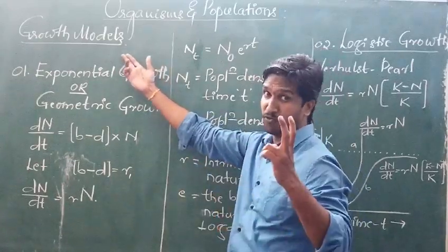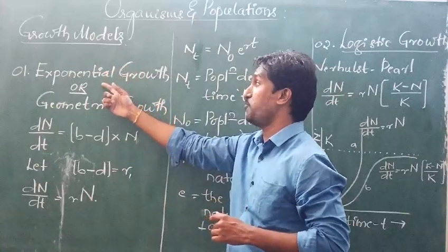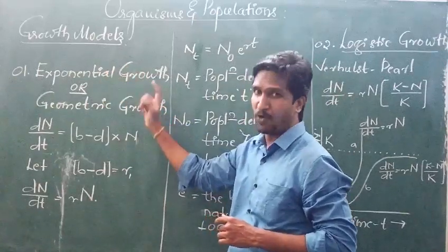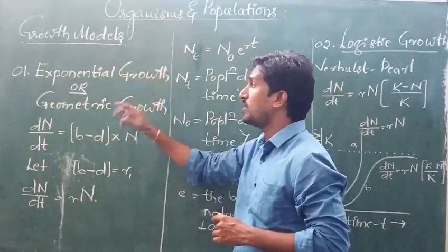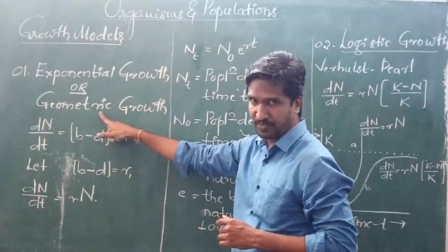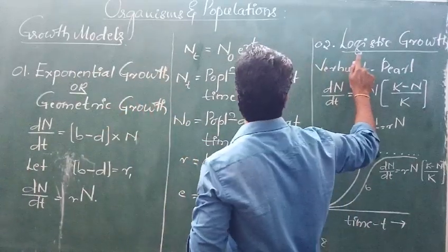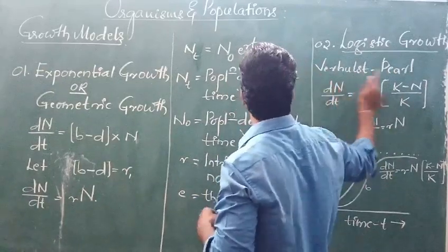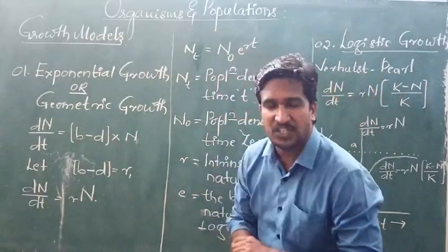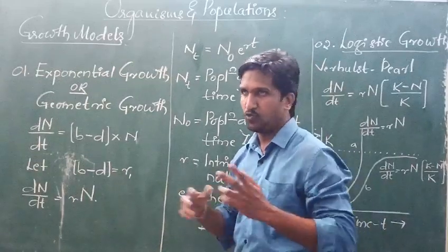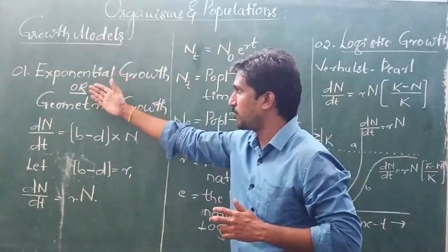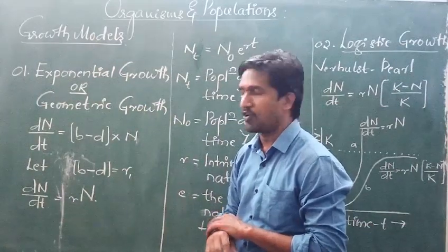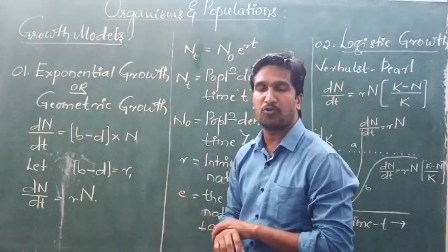So growth models are of two types. The first is the exponential growth model, also called geometric growth, and the second one is logistic growth, also called Verhulst-Pearl logistic growth. So two models. First we will learn about the exponential growth model, also called the geometric growth model.